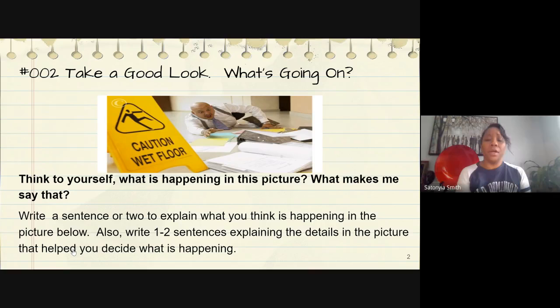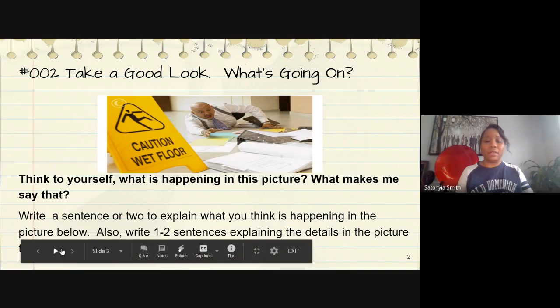And then I also want you to write 1 to 2 sentences explaining the details in the picture that help you decide what is happening. So if you haven't already taken care of that, you can go ahead and take care of that and just pause the video.